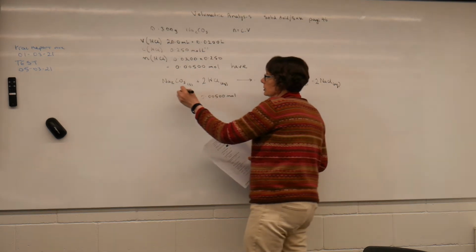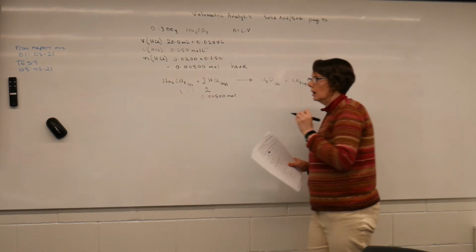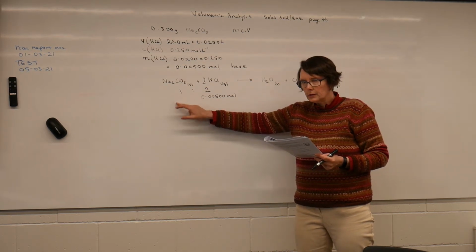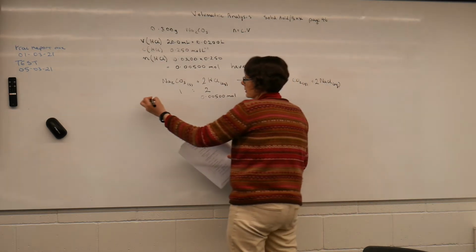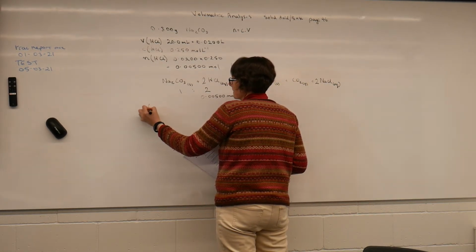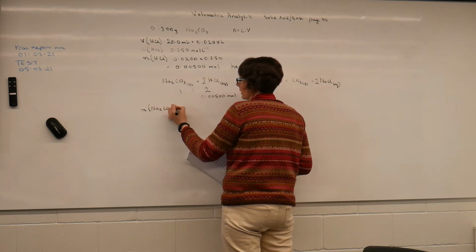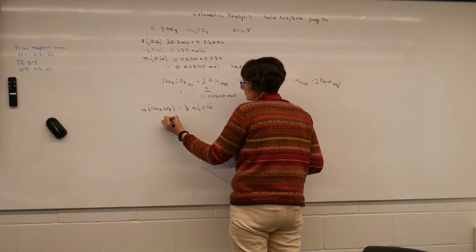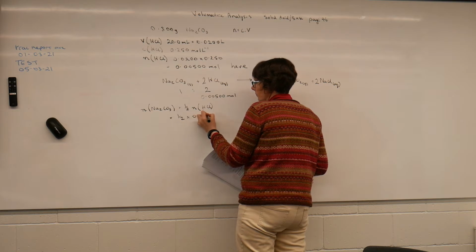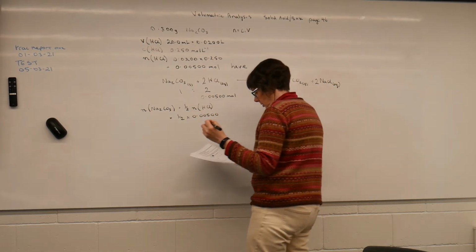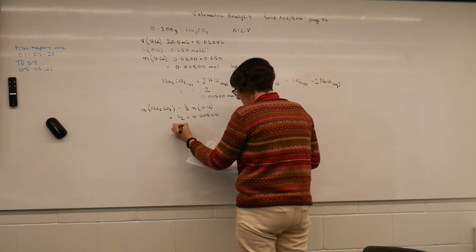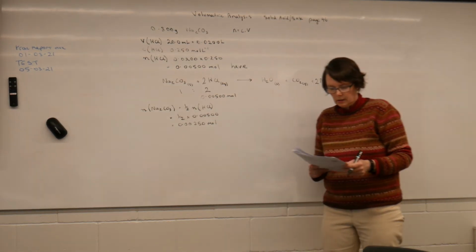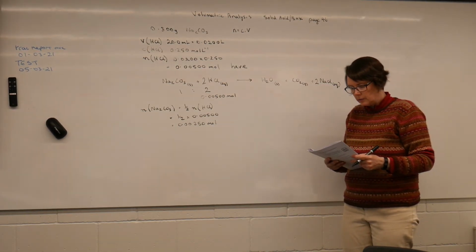So if this is a 1:2 ratio, then I need half. It's going to be half of this, isn't it? So this is a half times. So the n of Na2CO3 is a half of the moles of HCl. And 0.00250 moles. Okay, so we found the moles.